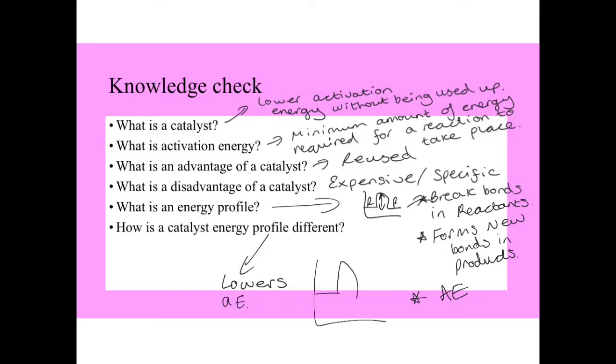So say this was my energy profile. The energy goes up the side. That's the energy required to break the bonds in the reactants. That's the energy required to form new bonds in the products. And then that's the activation energy, so the minimum amount of energy required for a reaction to take place. If I had a catalyst, it would be lower, so I'd need less energy for the reaction to take place.